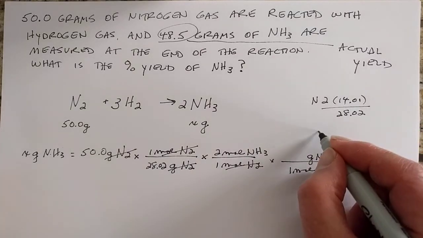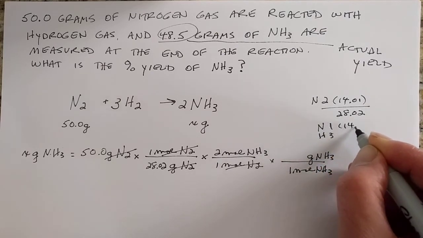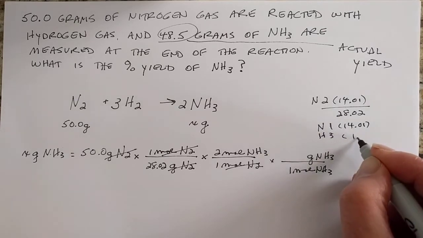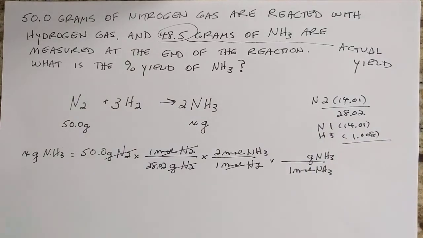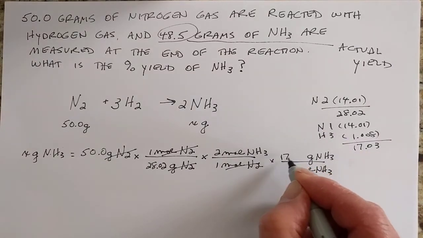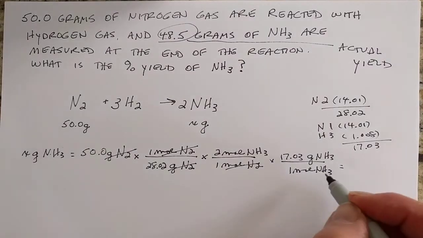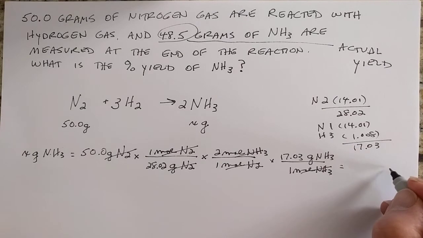So NH3: nitrogen, we have 1, H, we have 3, nitrogen 14.01, hydrogen 1.008. Let's do that calculation. 14.01 plus 3 times 1.008 equals 17.03. We take it to 2 decimal places. So that goes here, 17.03 grams of NH3. Okay, moles cancel moles. We have the unit that we want, grams of NH3.